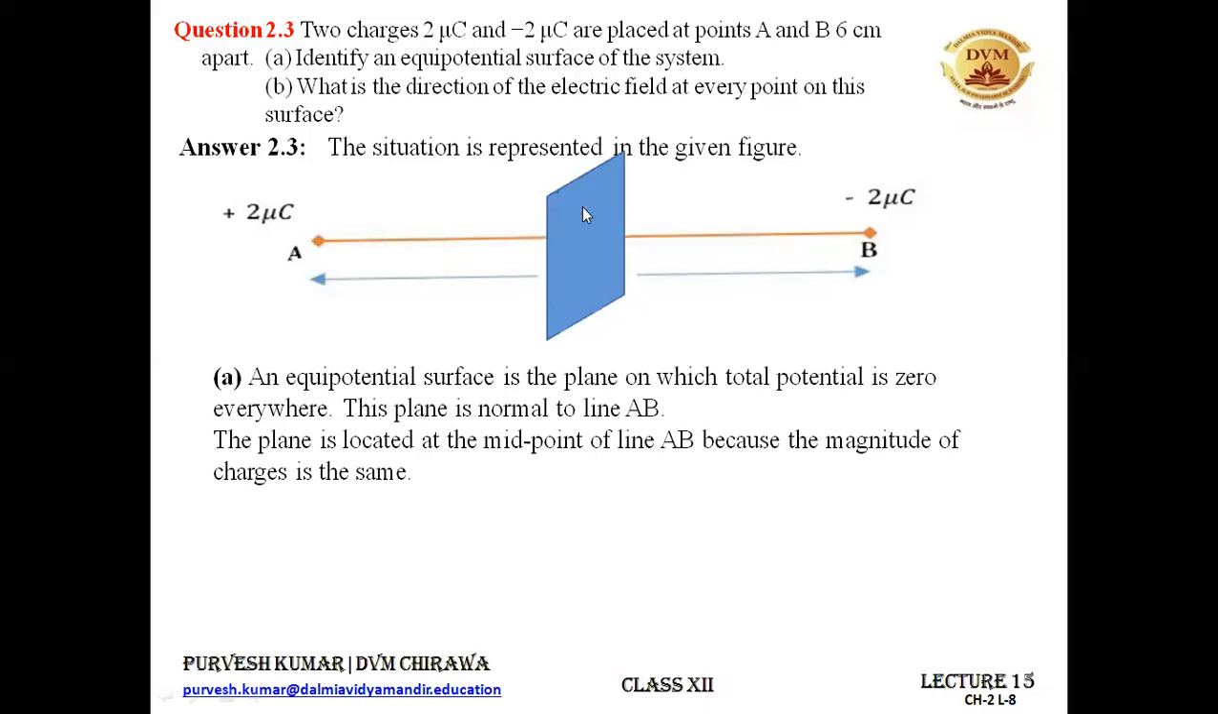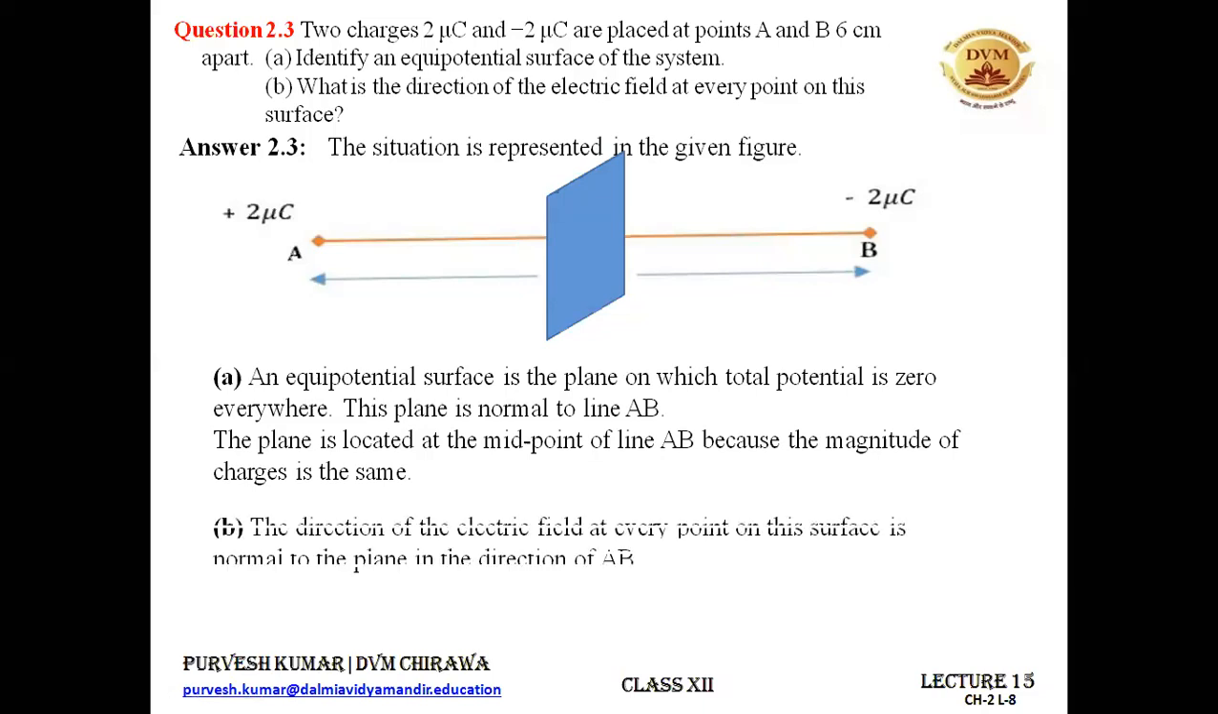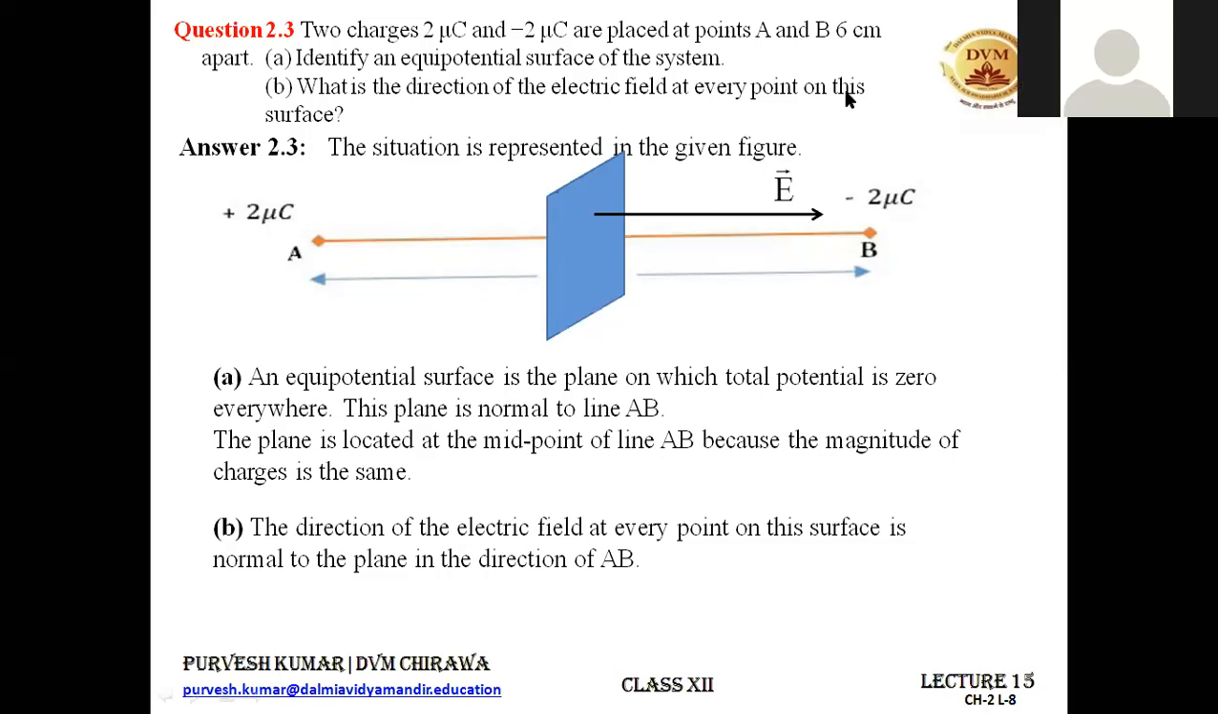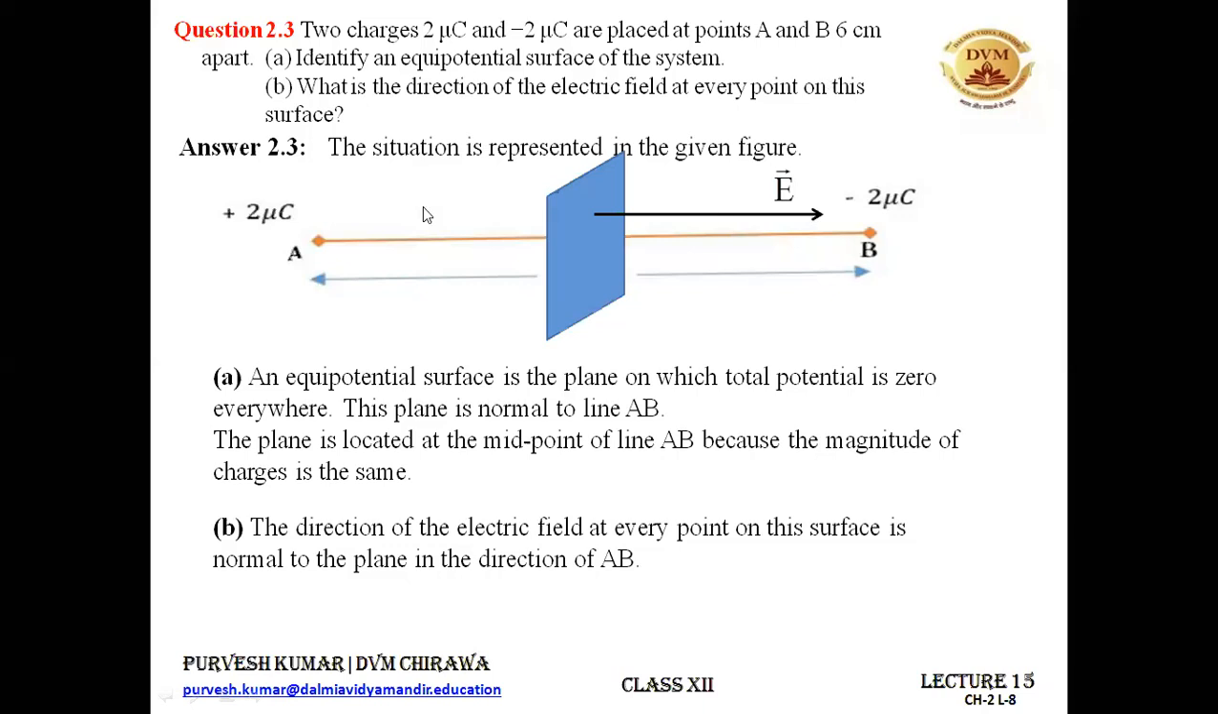And we all know that from a surface, the direction of the electric field will always be normal to the surface. So this will be the direction of the electric field. That is normal to the surface, and it will be from the positive charge towards the negative charge. All right, so always the electric field will move from the positive charge towards the negative charge. So this is the direction of the electric field, and this is what you need to draw in this question.